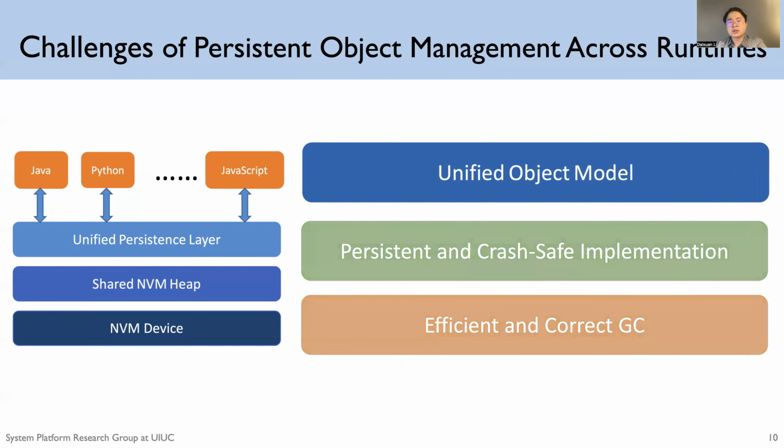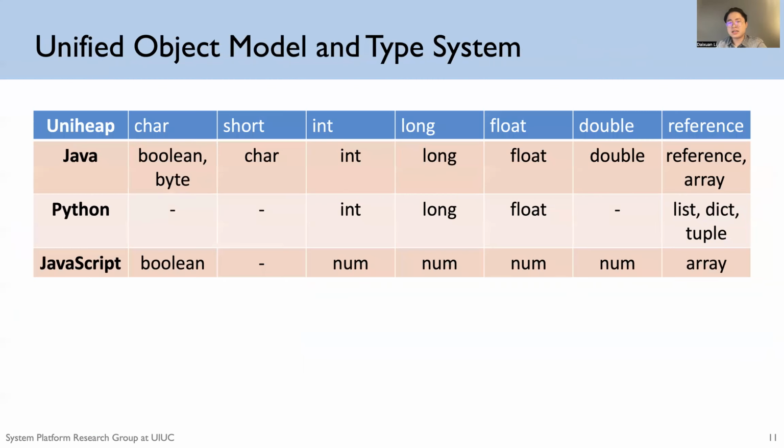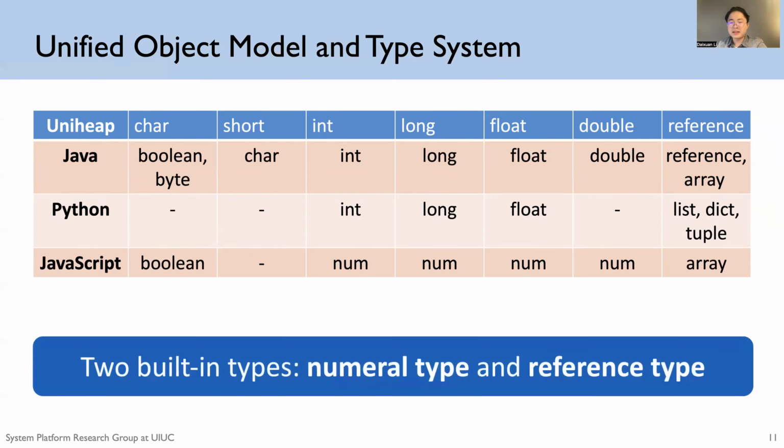First, let's look at the unified object model and type system. Because different runtimes have their own object model and type system, to enable object sharing among them, we build a unified object model and type system. We achieve this goal by providing two built-in types, numerical type and reference type. As shown in this table, the numerical type covers the commonly used types such as char, short, int, etc.